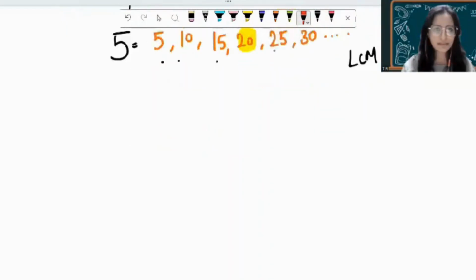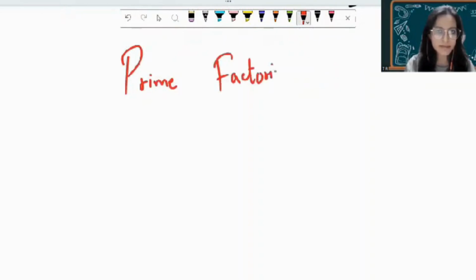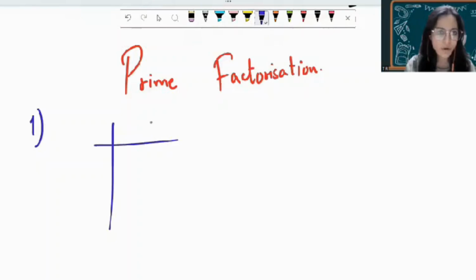The other method is going to be prime factorization. So what is prime factorization? We are going to talk about the same question, that is 6 and 9, or we can take 4 and 5. Let's take 6 and 9 first. Prime factorization is also done in two ways. The first way is you can do the prime factorization of 6 and 9 separately, like this.